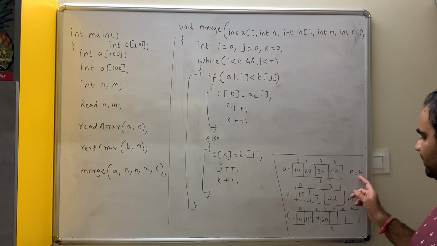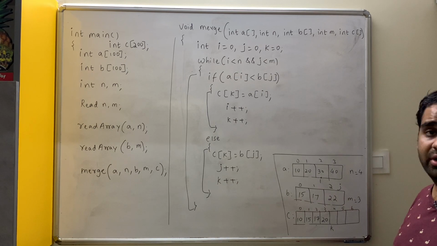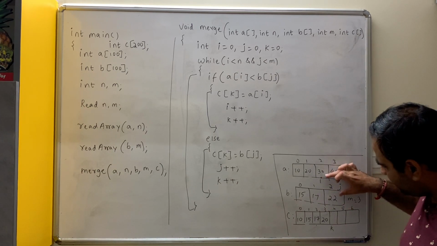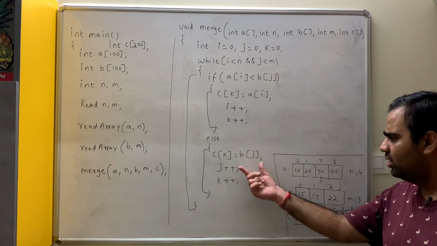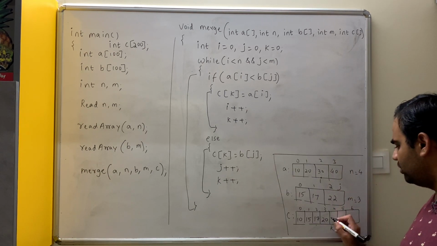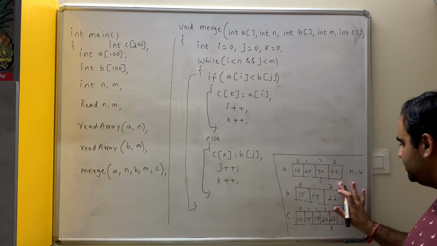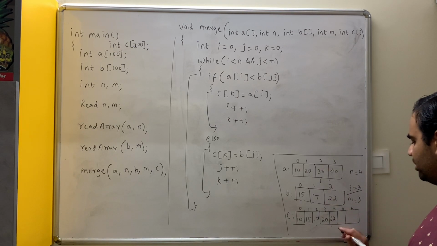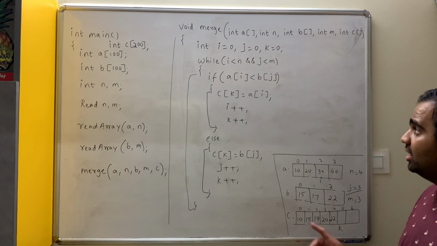I less than n. Yes sir. J less than m. Yes sir. Now you say A of I is 30. B of j is 22. 30 less than 22 is false. You come here, C of k is equal to B of j, which is 22. J plus plus, the value of j will become 3 and you say k plus plus. K is pointing over here. Now again you go back.